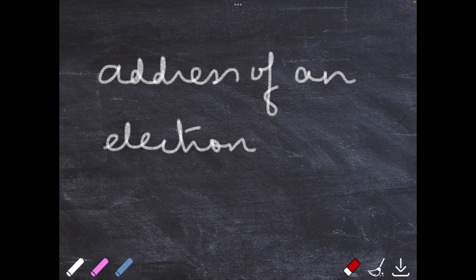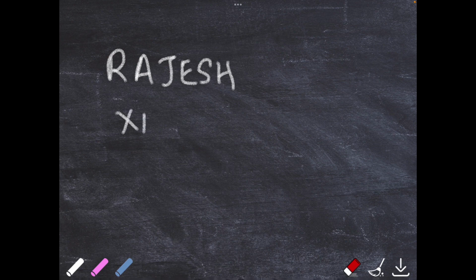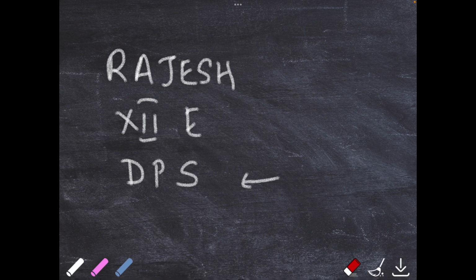For example, if I want to locate a student named Rajesh who studies in class 12th E of DPS, I'll first go to the DPS school, then I'll go to class 12th, and in class 12th I'll go to section E. So this entire thing gives me the address of Rajesh in a particular school. In the same way, we have the address of an electron, that is the exact location where the electron is located.